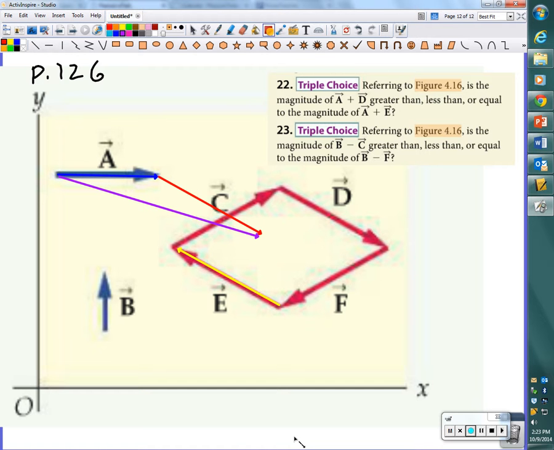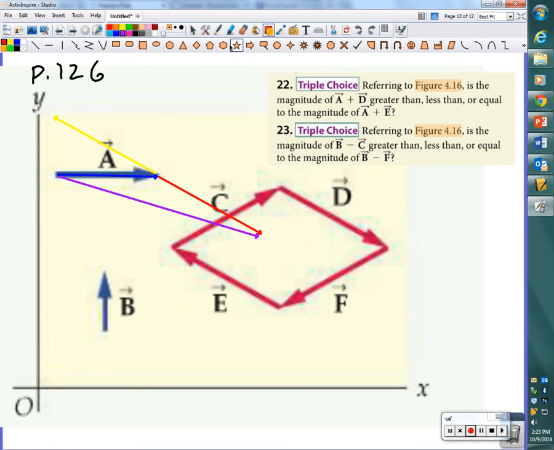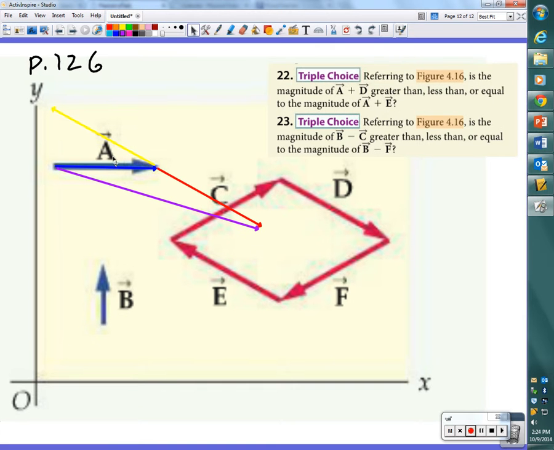We're supposed to compare this resultant vector, A plus D, to A plus E, or vector A plus vector E. Are A and E oriented in a way that we can find the resultant vector of them currently? No. So I'm going to take E and move it from here to here. Okay. And then I could also move A, right? So that's my next.